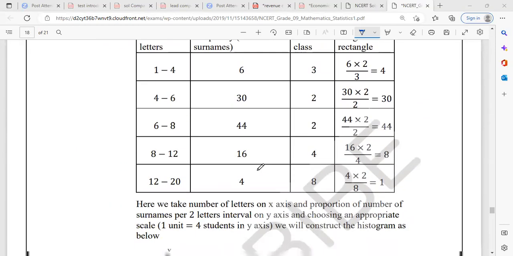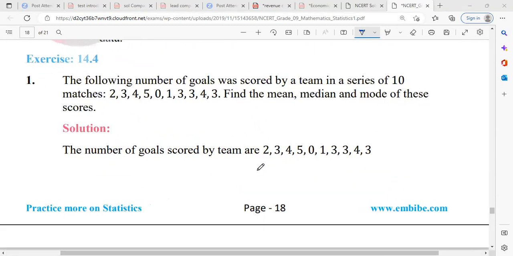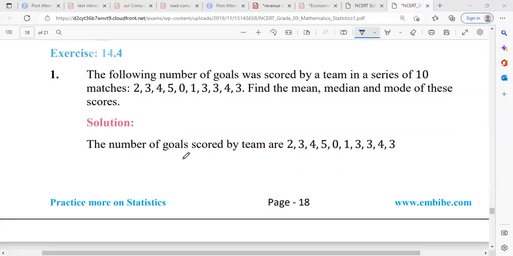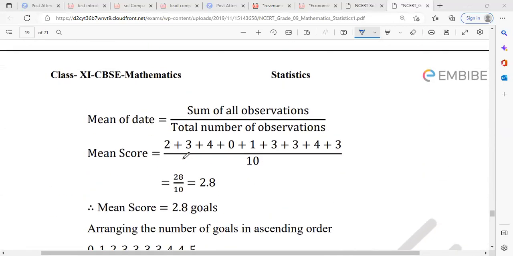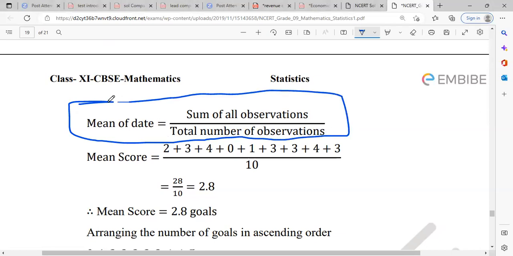Now coming to this, this is very important. From the following numbers, you have to find the mean, median, and mode. So over here, first of all, what is a mean? First of all, you will give a heading, mean, and write down this formula: sum of all observations divided by total number of observations. Quickly write it down. Just write mean and write this formula.